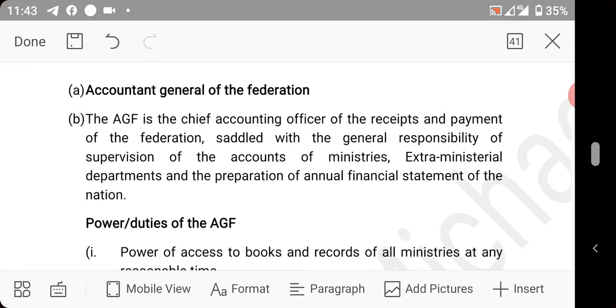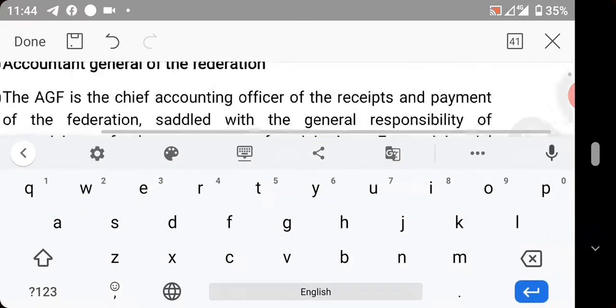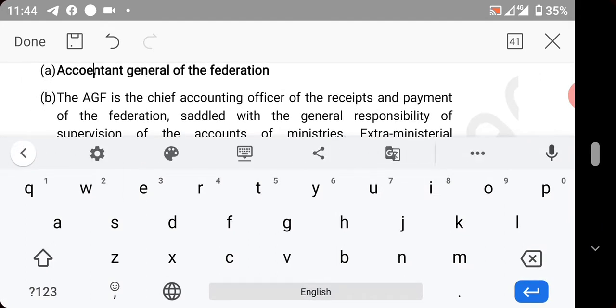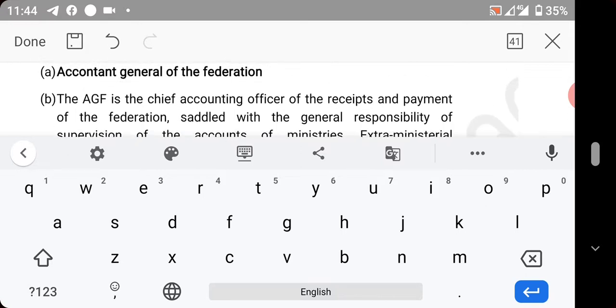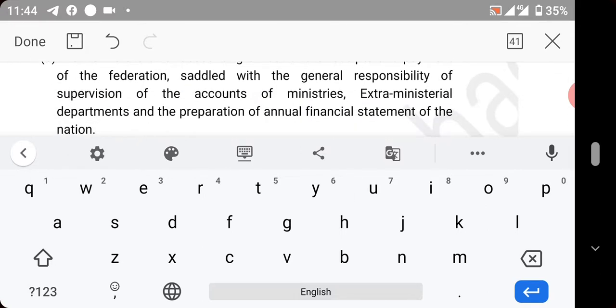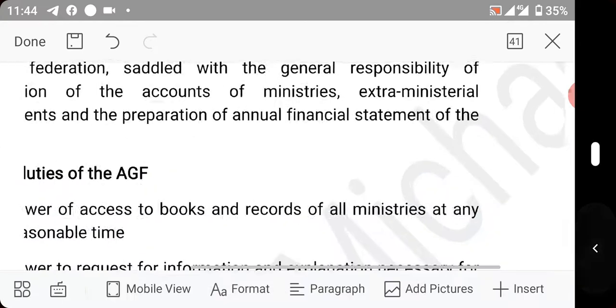Now, we'll be looking at who is an accountant general. Accountant general is the chief finance officer of the receipts and payments of the federation. He is saddled with the general responsibility of supervision of the accounts of the ministries, extra-ministerial departments, and the preparation of annual financial statements of the nation. So these are the various responsibilities, these are what the accountant general does as a person.